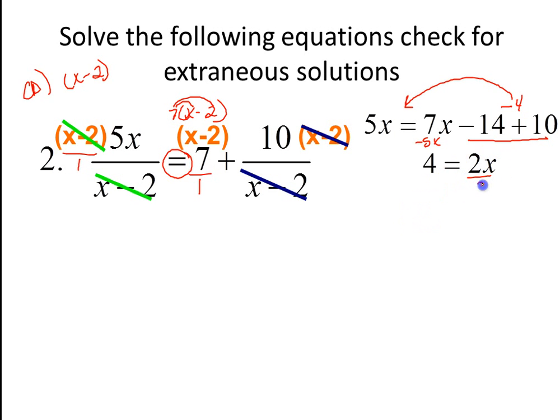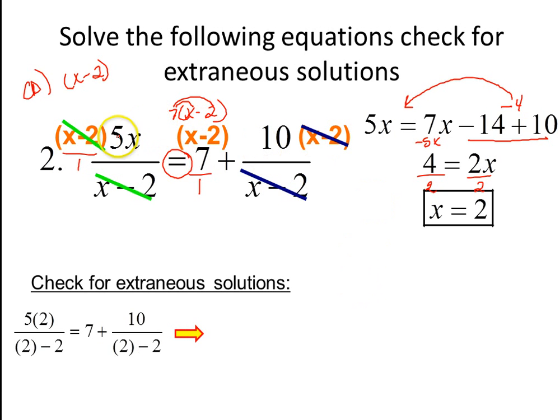What's my next step? Divide by 2. So x is 2. Again, don't stop there. Make sure you check it. So we plug it in. 5 times 2 divided by 2 minus 2 has to equal 7 plus 10 divided by 2 minus 2. Okay, well, I can do a couple things in my head before I use my calculator. What's 5 times 2? 5 times 2 is 10. And what is 2 minus 2 on the bottom down here? 2 minus 2 is 0. So we get 10 over 0 equals 7 plus 10 over 0.